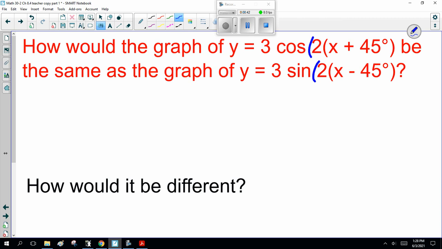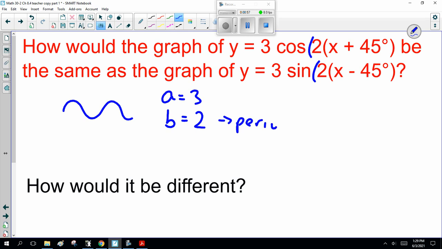Well, they're both sinusoidal graphs, so they're both wavy up and down. They both have an amplitude of 3. B is 2, which makes the period 360 degrees divided by 2, which is 180 degrees. And yes. Now, how are they different?